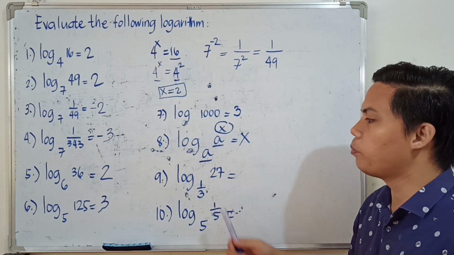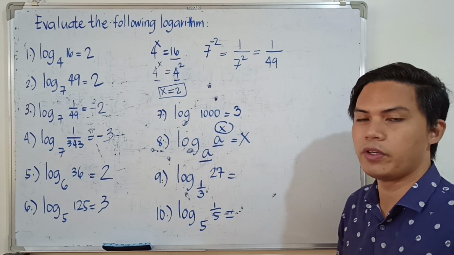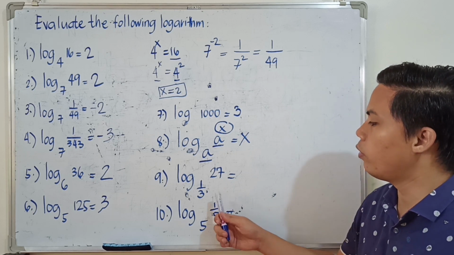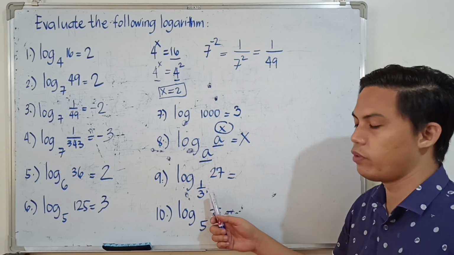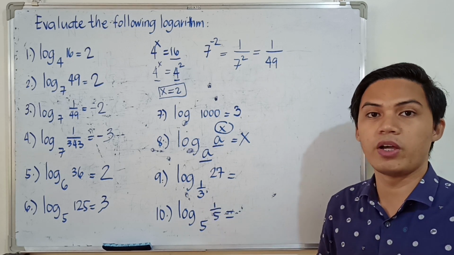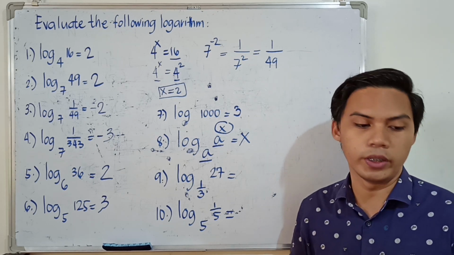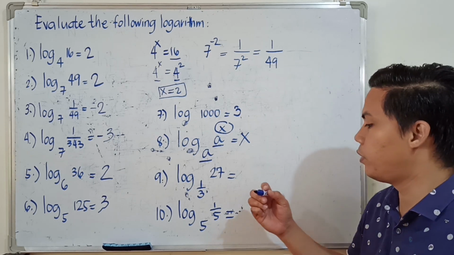Okay, how about number 9? The logarithm of 27 to the base 1/3. So we're going to think of the exponent na kung saan i-raise natin si 1/3 para maging equal to 27. So what would be the exponent? It would be equal to negative 3.